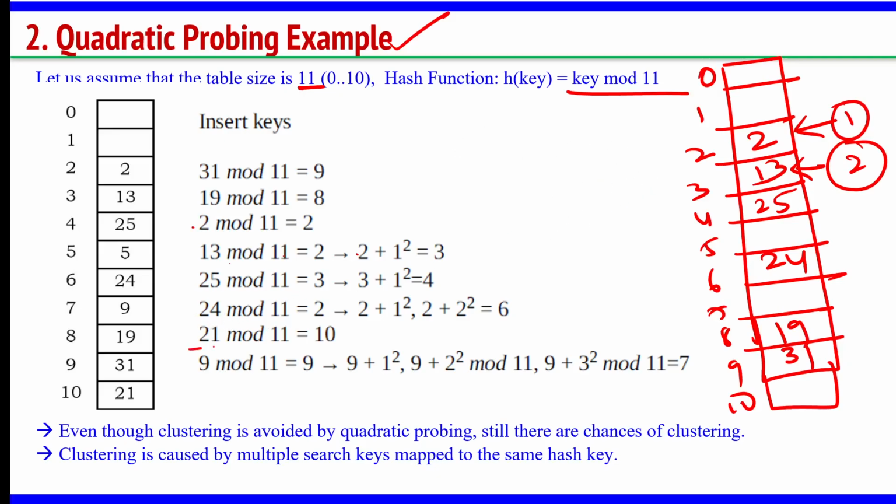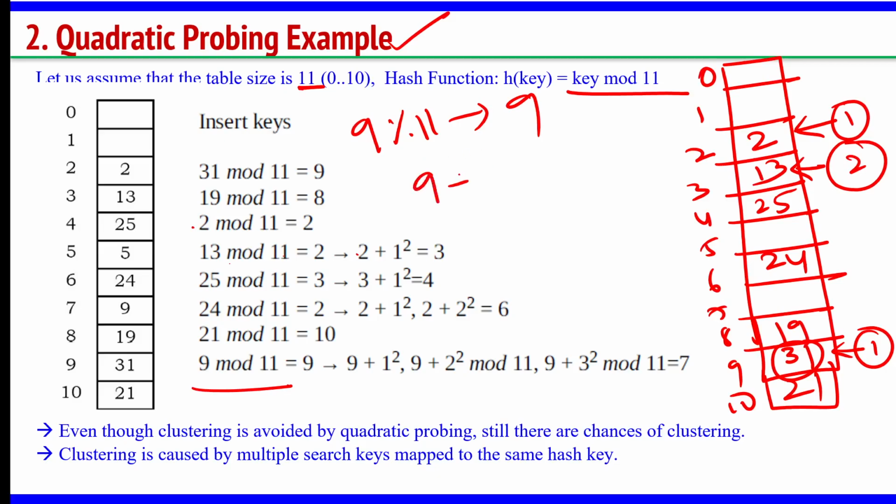Next element is 21. 21 mod 11 is 10, happily 21 will come here. Now, see for 9 mod 11. What is the value? 9. I could see 9 is already filled. So, one collision happened. You find the new value by 9 plus 1 square modulo 11. So, 9 plus 1 square is 10, 10 modulo 11 is 10. But I could see 10 is also filled again.